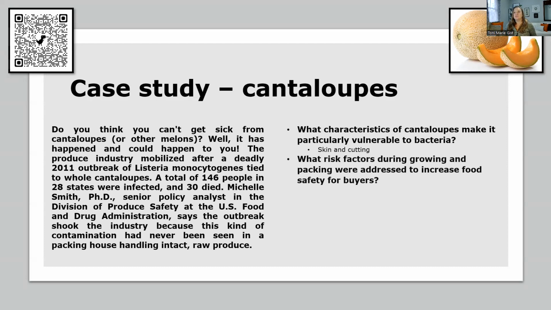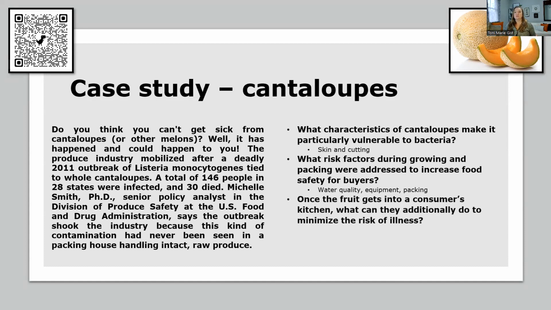So we've got some risk factors during growing and packing that were addressed by a group of individuals who discussed it after this 2011 outbreak. And so the things that they discussed were the importance of water quality, making sure that we don't have an excessive amount of bacteria in that water that we're using to water the cantaloupes with. We also want to make sure that the equipment is made in a manner that's going to decrease or reduce the likelihood of having issues with that bacteria from the outside of the cantaloupe getting into that pulpy part and then causing consumers to get ill, as well as packing.